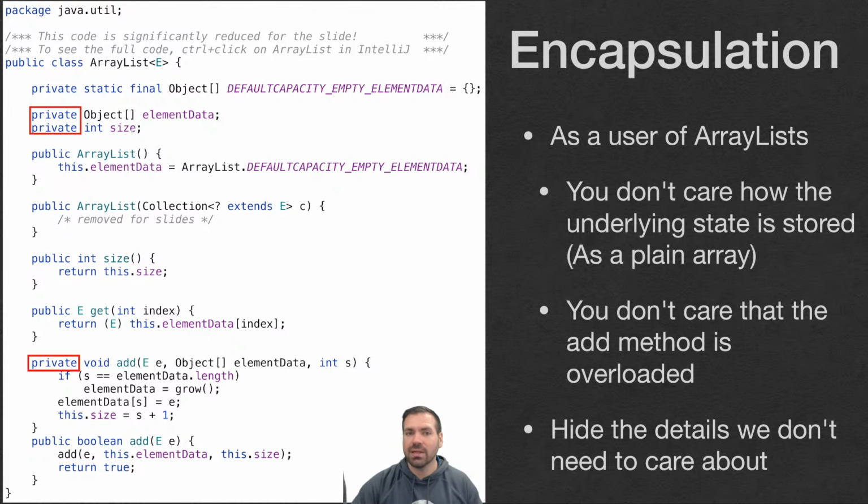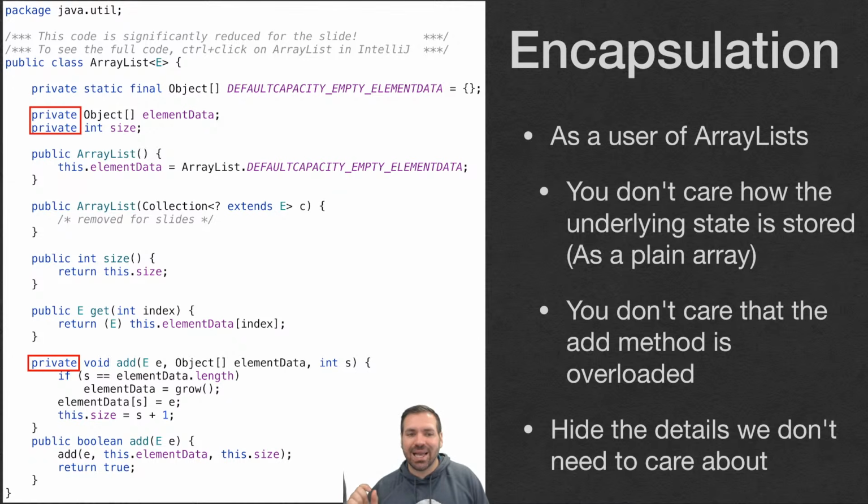Until today, you've never cared, and you still might not care, that there's 2 instance variables in the ArrayList class, that there's an underlying array, and that the size is tracked separately instead of just asking element data for its length, which you could do. And then there's this helper method, the add method, and also a grow method, which is also private. All these details, you don't have to care.